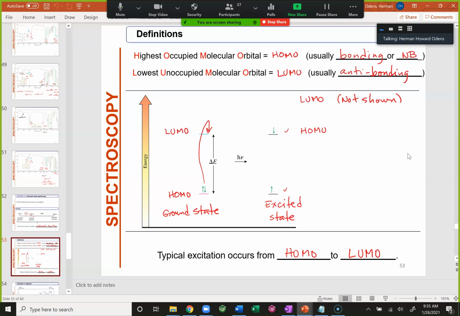Now you know what the HOMO means. It's your highest occupied molecular orbital. And then you have your LUMO, your lowest unoccupied molecular orbital. And the highest occupied molecular orbital is usually bonding or non-bonding. And the lowest unoccupied molecular orbital is usually anti-bonding. So basically, here you have the ground state. In the ground state, if you have one electron jumping or getting excited and going to the LUMO, that becomes what is called the excited state. Now your LUMO becomes a HOMO, and the LUMO here is not shown. All right, so the typical excitation occurs from HOMO to LUMO.